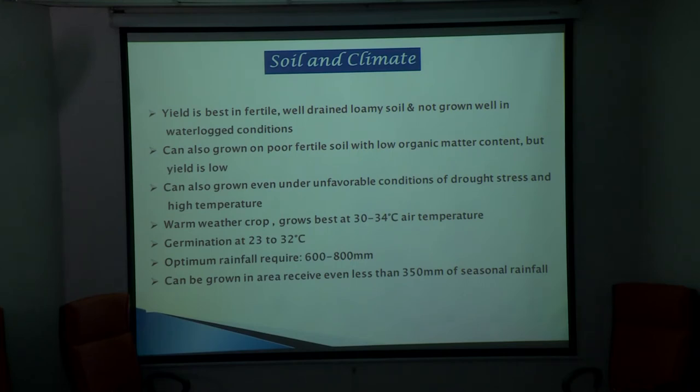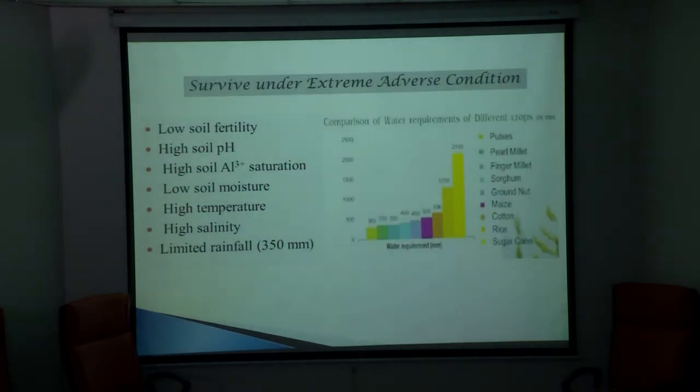It can grow even under drought stress and high temperature. As you all know, global warming today is a major challenge for us, and this is the crop which can promise you yield. It will not fail even under high temperature. That is the best part of this crop. The optimum rainfall required is 600 to 800 millimeter, but if the rainfall is only up to 350 mm, the crop can still survive and give you yield. As I told, it can grow under extreme environmental and climatic conditions.